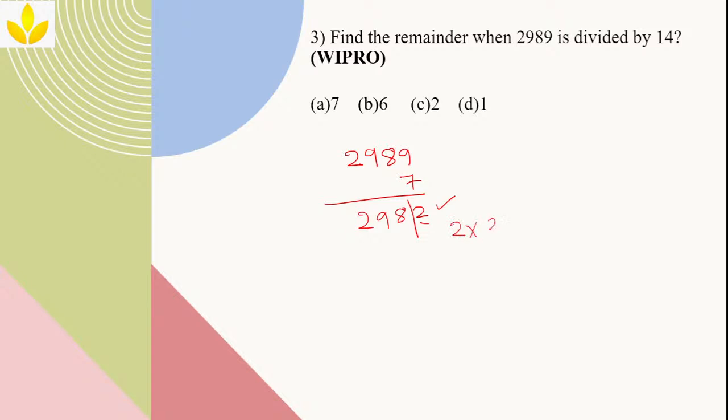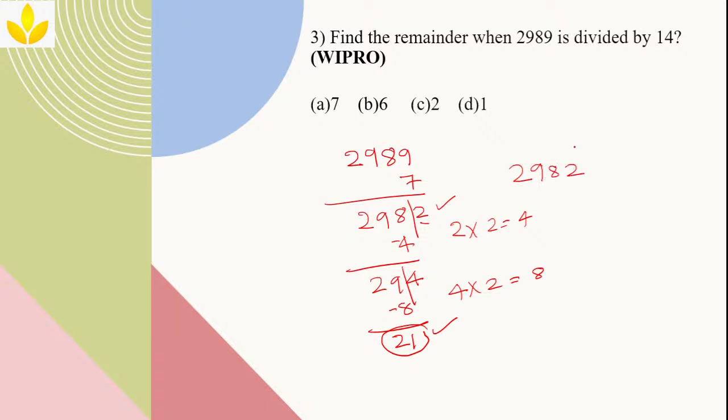Okay, so the last digit is 2, 2 2s are 4, and subtract 4 from the remaining digits, you will get 294, and again remove the last digit 4, 4 2s are 8 and subtract it. What you will get? 21. Is 21 divisible by 7? Yes, it is. So this number 2982 is divisible by 14 and the remainder is 7 for 2989. Okay, so you can go with this method as well.